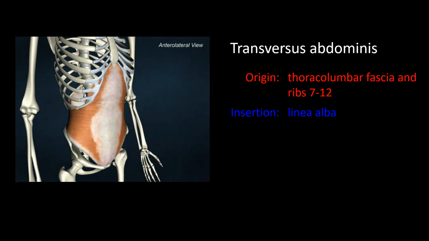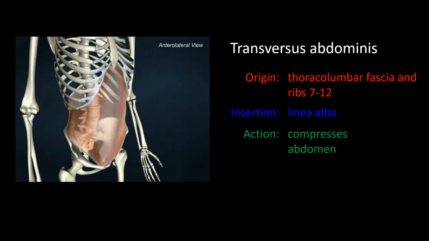And so the transversus abdominis basically has the action of compressing the abdomen. So this is going to be when you tighten your abdominal muscles, or when you're compressing your abdomen as an assist for forced exhalation.